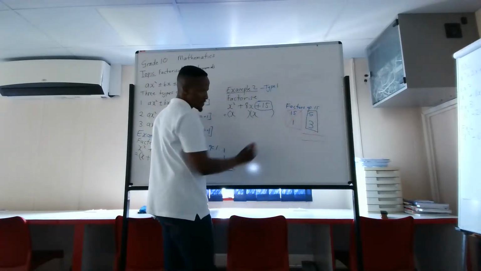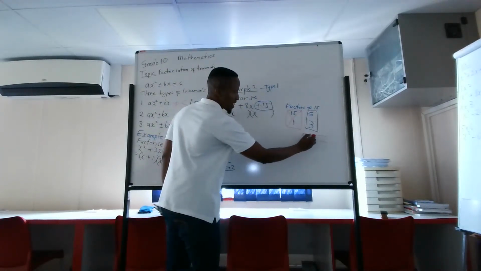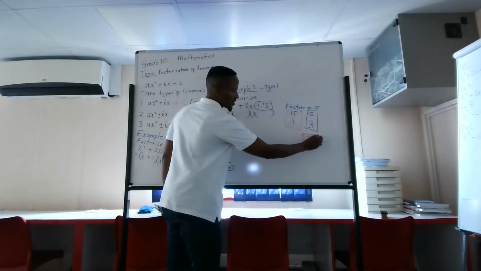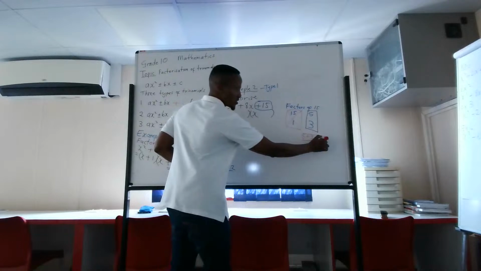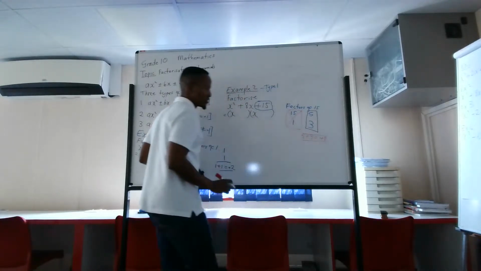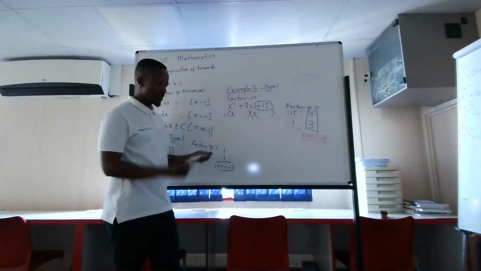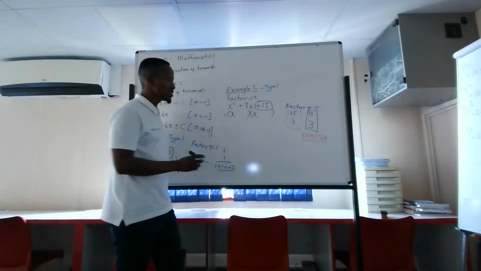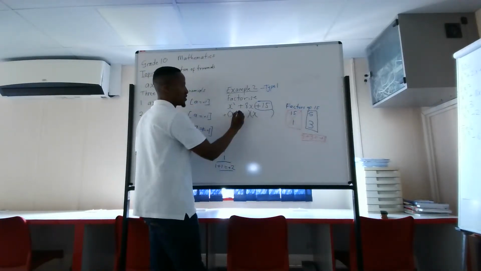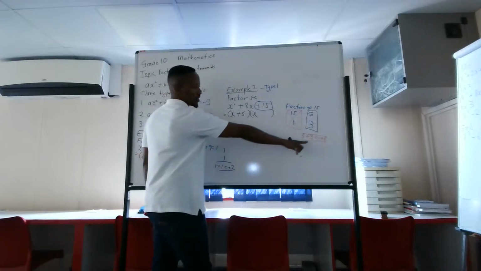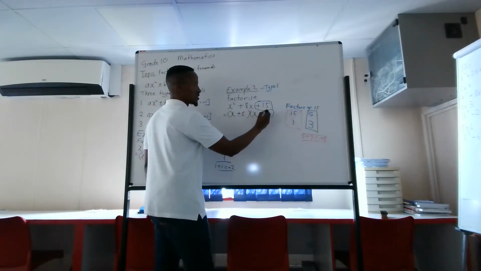if we say positive 5 plus positive 3, we get an answer that we are looking for, which is positive 8. That is the middle term. Now we can complete our factorization. We have positive 5, we take its sign as it is, positive 5, positive 3.